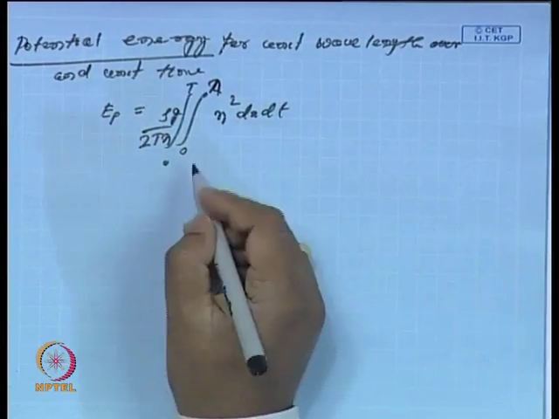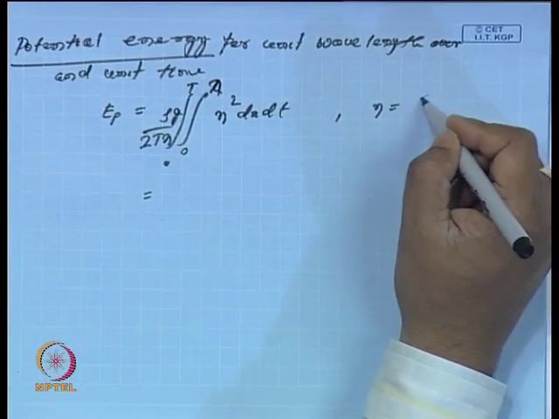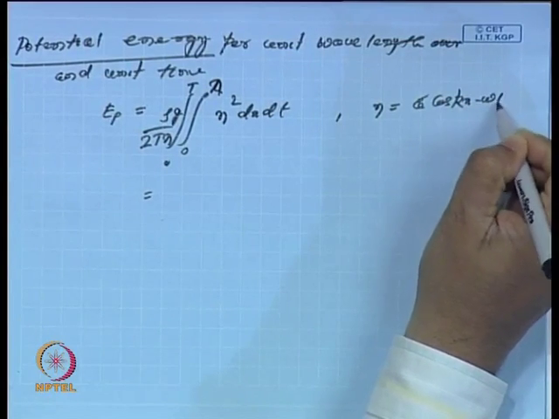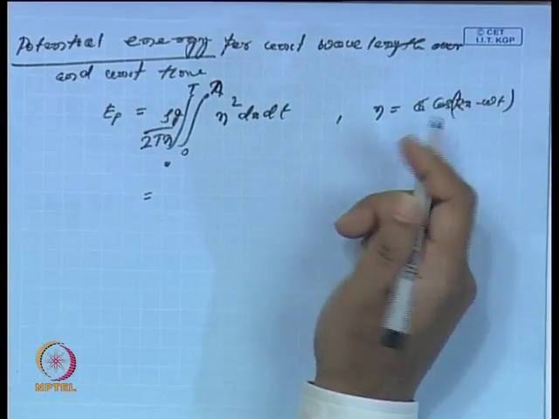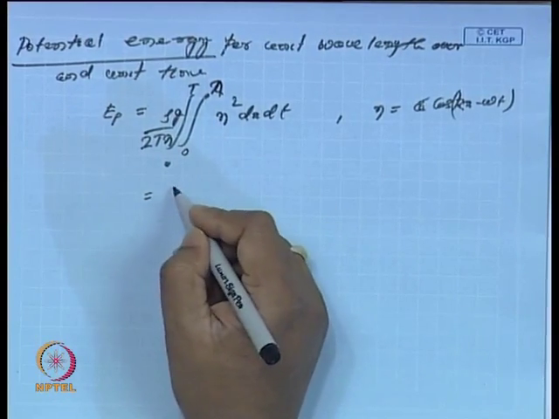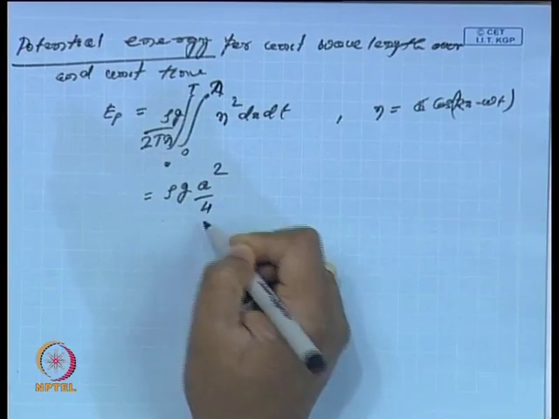If you calculate this, taking eta equal to A cos(kx minus omega t), and calculate the total energy, it will give me rho g A square by 4.